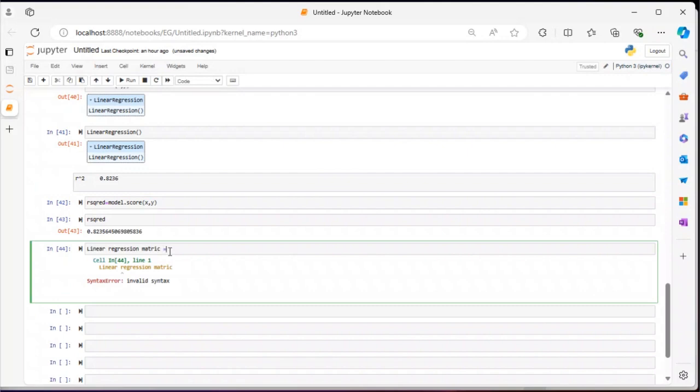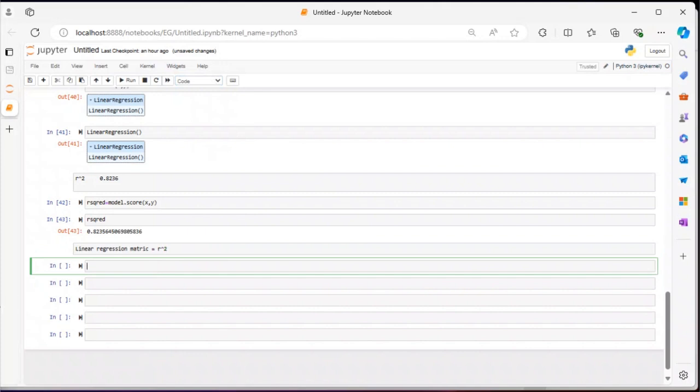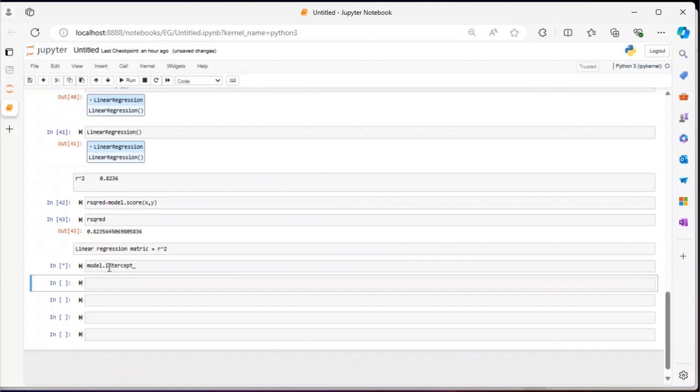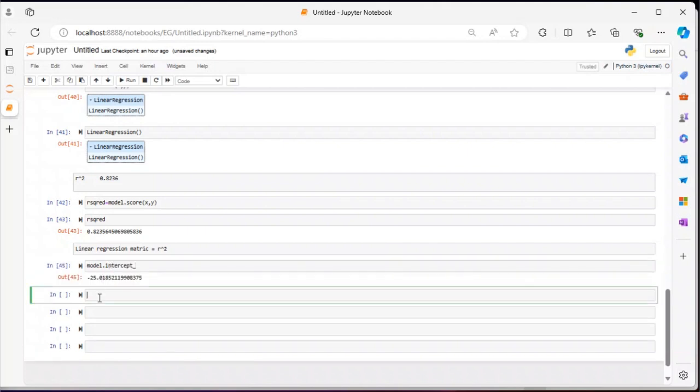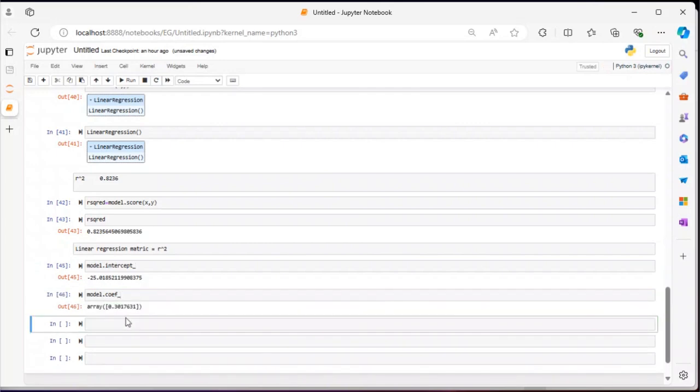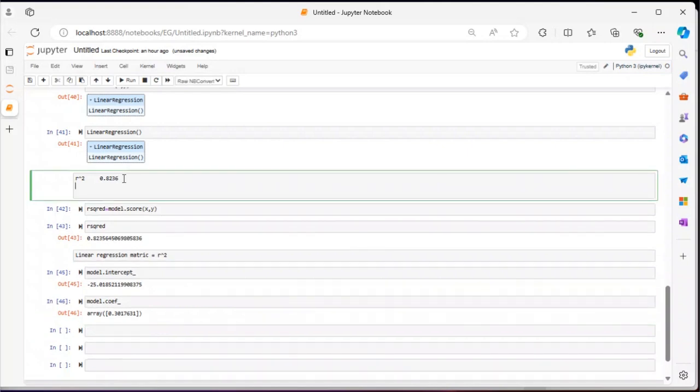And let us calculate the intercept also. Model dot intercept. This is minus 25. What else is there? We want the coefficient. Model dot coefficient. It is 0.30176.